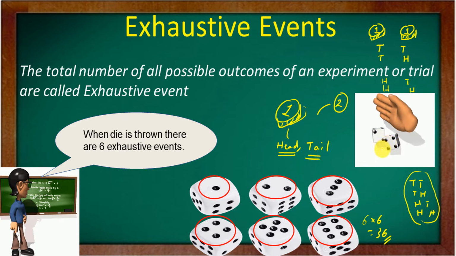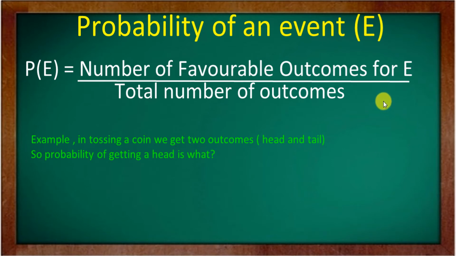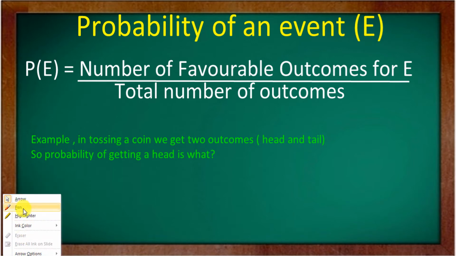All right. So we'll come back to our formula of probability of an event. Probability of an event, we had seen that it is number of favorable outcomes for an event divided by total number of outcomes. Example, we had seen tossing a coin. If we toss one coin, we have how many outcomes? We have two outcomes, head and tail. So the probability of getting head, we had seen that it is 1 divided by 2, which will be 0.5.